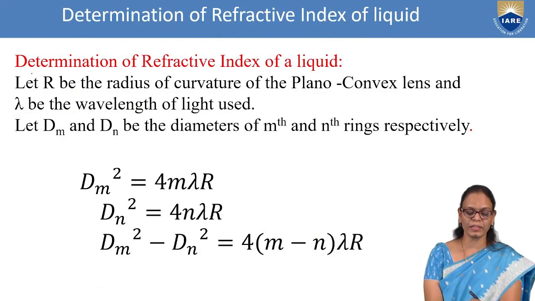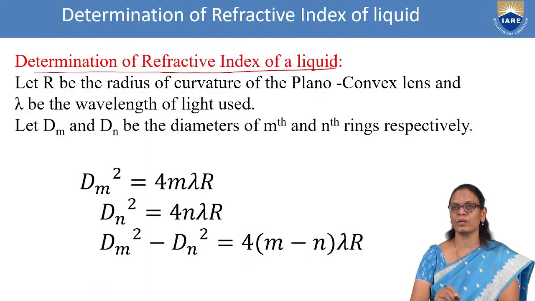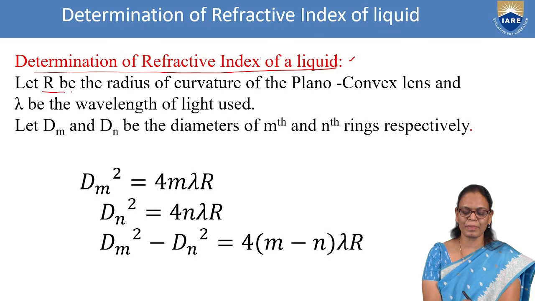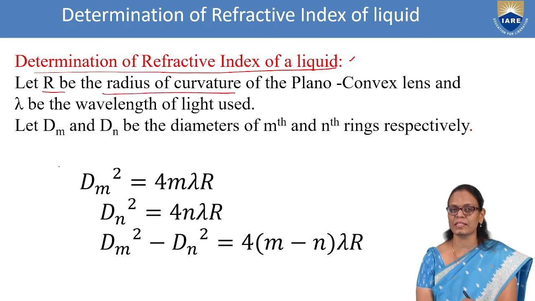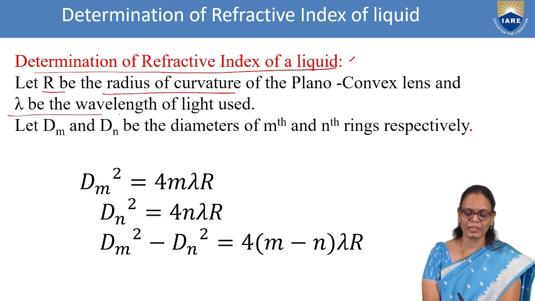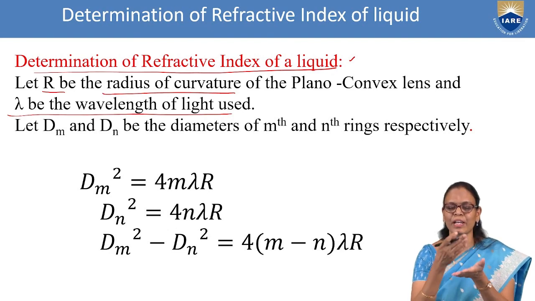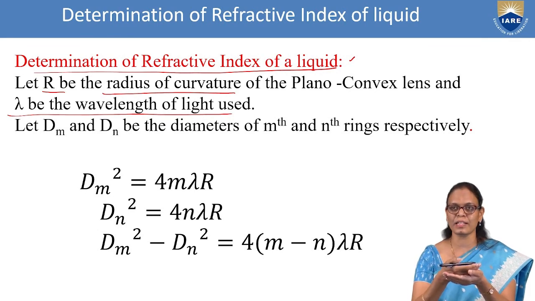Now, how do we calculate the refractive index of a given liquid? So, if you want to find the refractive index of any liquid, how do we calculate it using this Newton's rings experiment? Again, we consider r be the radius of curvature of the plano-convex lens and lambda be the wavelength of light used. So, now we are using the same setup. We have a plain glass plate. On the plain glass plate, we are keeping a plano-convex lens. Then there is an air film that is formed between the two.